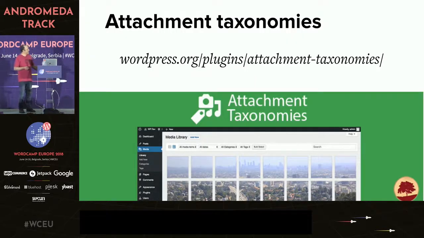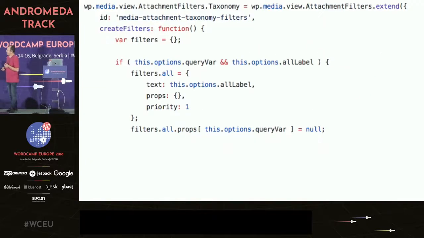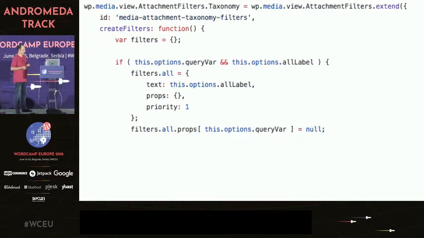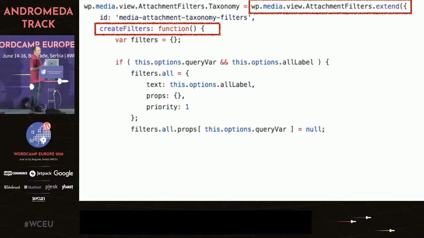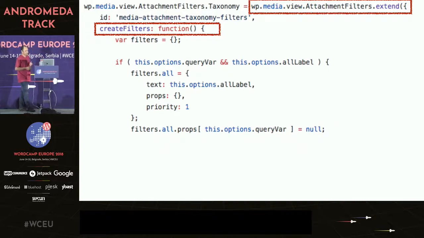I love to call out this plugin from Felix. This is a really good example of extending the media library. In this plugin, Felix has added categories and tags to the media library and has done it what I consider to be the right way. So let's look at the code really quickly. This is the standard approach for how we extend wp.media. First of all, the code takes the default attachments filters view and extends it with a new taxonomy filters view. Just overriding one function, createFilters, and that new version of the function is going to add the category and tag filters.